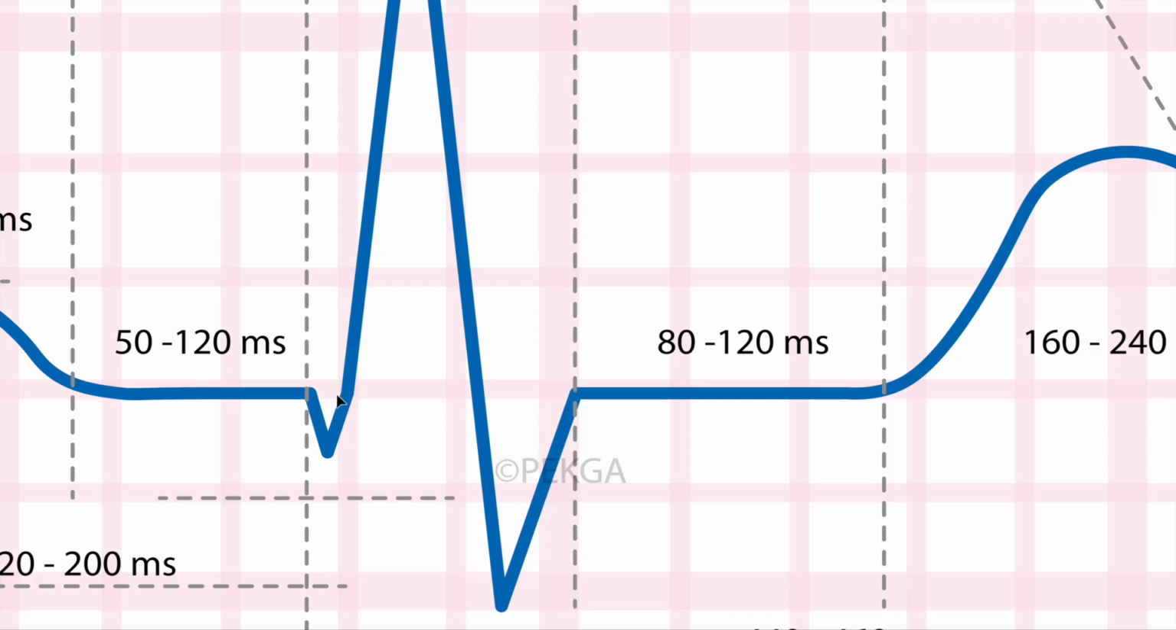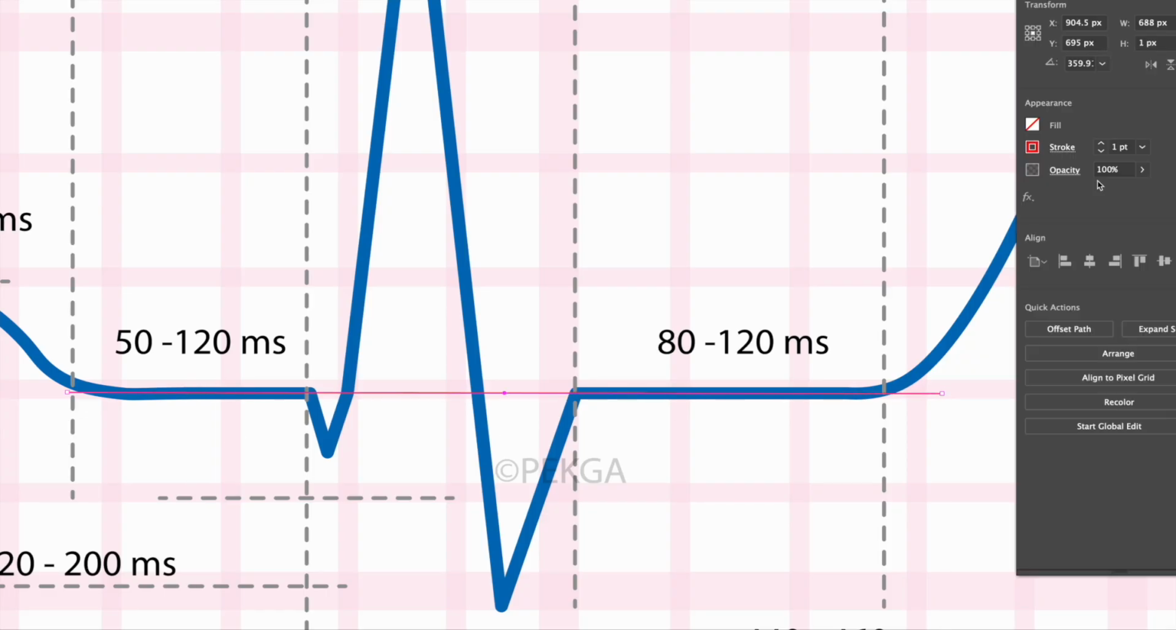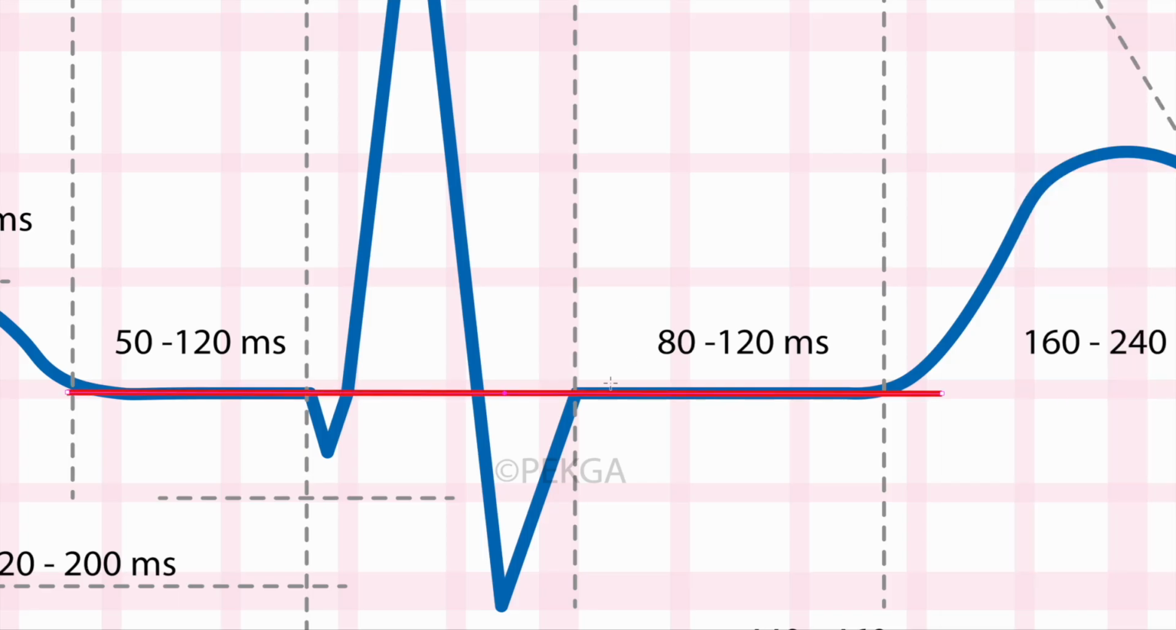So first of all, you have to figure out where your baseline is. That's not always possible. The best way to do that under normal circumstances, I would say, is just find your PR segment and draw a line from that. That'll give you a pretty good estimate of where your baseline is supposed to be. Now, again, when you get into ventricular tachycardias and faster rhythms and things just don't look the way they should, this is incredibly difficult.